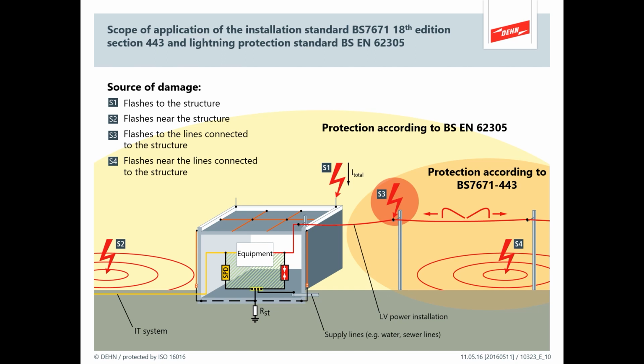So looking at 62305, what we see here is a structure. It has lightning protection, and we can see that 62305 overarches everything. We've got the four sources of damage: S1 direct hit, S2 the near miss, S3 which is a flash to a line directly connected to the structure like an overhead line, and S4 is a buried cable, a near miss to that. Now 7671 is only interested in the cables entering the building, whether they be overhead line or buried, or LV or IT or comms and controls. But 62305 is responsible for everything.